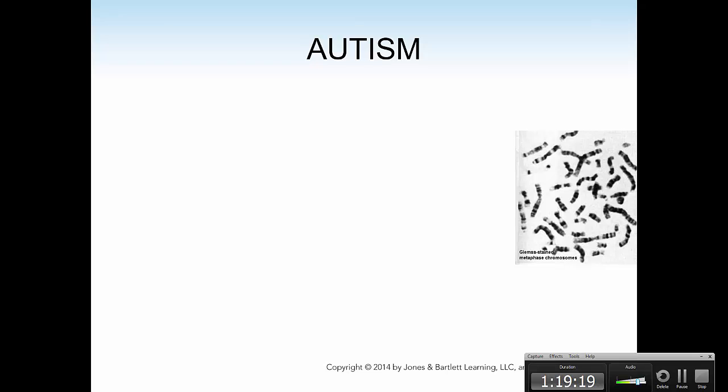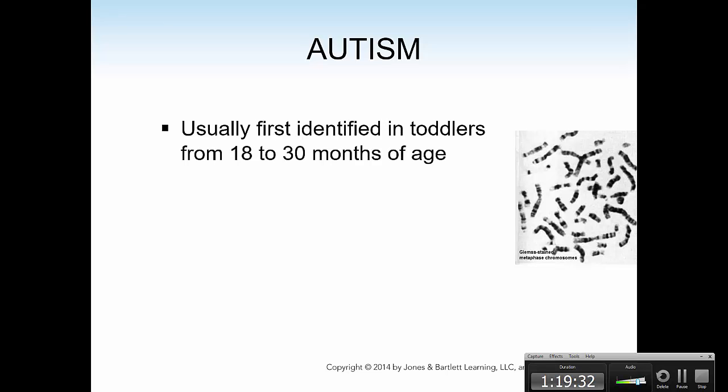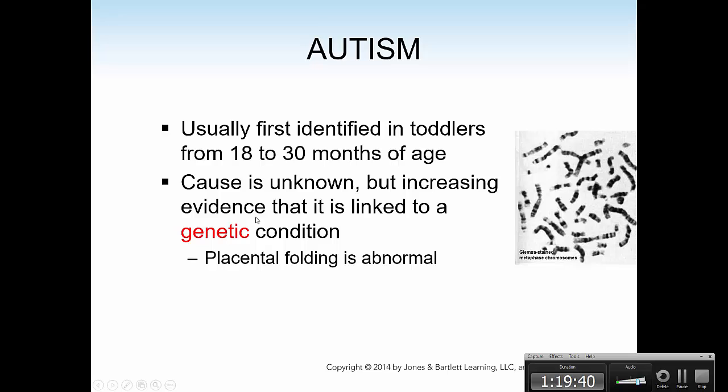Most things usually have several events that take place. This is probably true with autism. We know that there's a lot of things going on in autistic people, on a cellular level. So, of course, we know it's going to have a genetic component. Usually, this is identified in toddlers from 18 to 30 months of age. But again, we still don't know the cause or causes, but we do know that there's probably a genetic link.